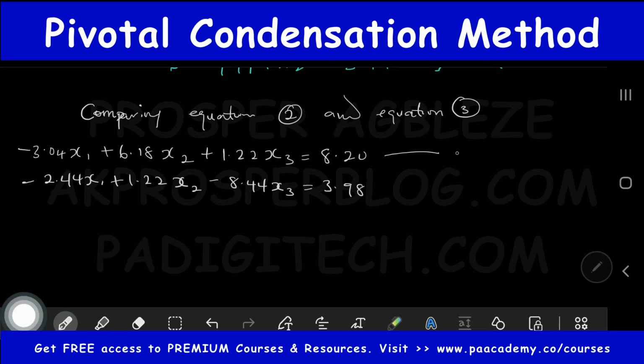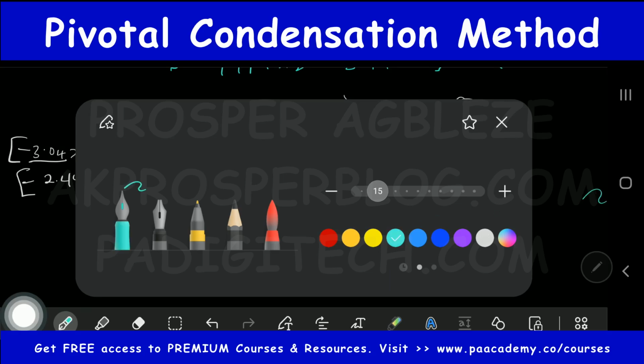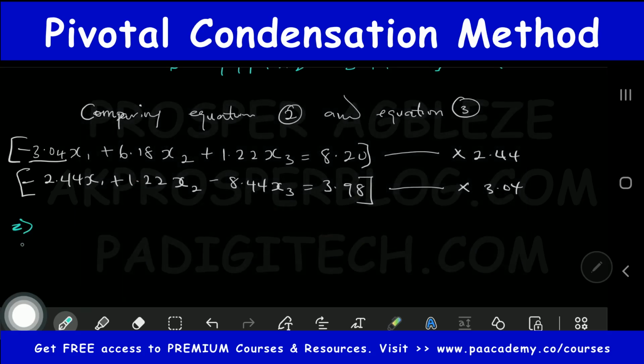everything here times 2.44, and everything here you're going to multiply by 3.04. You can see this 3.04, use it to multiply this one, and this 2.44, use it to multiply everything here. Okay, so let me put them in square brackets so that you can understand. So if you do your multiplication correctly, don't forget you should put them in 4 decimal places.